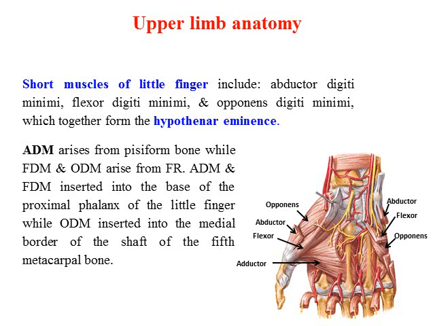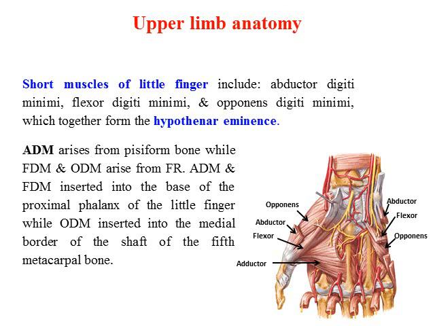Short muscles of the little finger. These include abductor digiti minimi, flexor digiti minimi, and opponens digiti minimi, which together form the hypothenar eminence. The abductor digiti minimi arises from the pisiform bone, while the flexor digiti minimi and opponens digiti minimi arise from the flexor retinaculum.